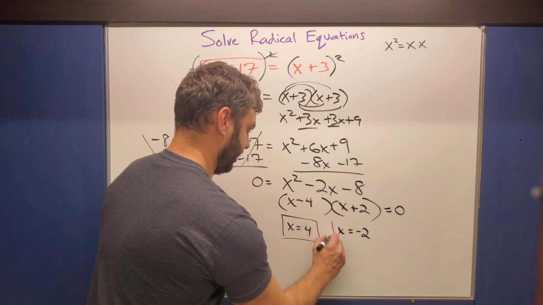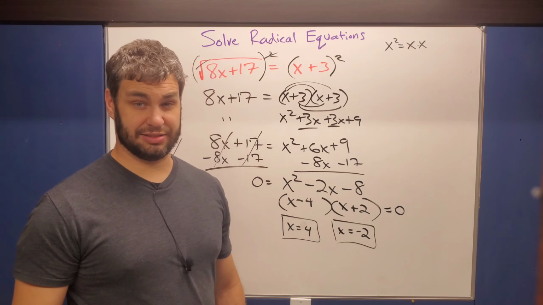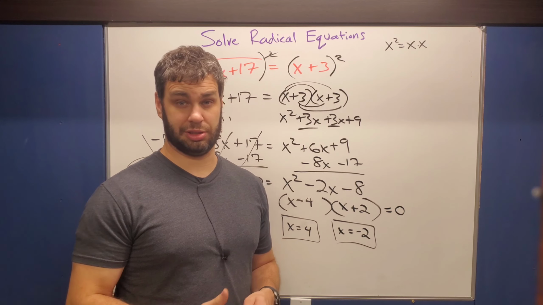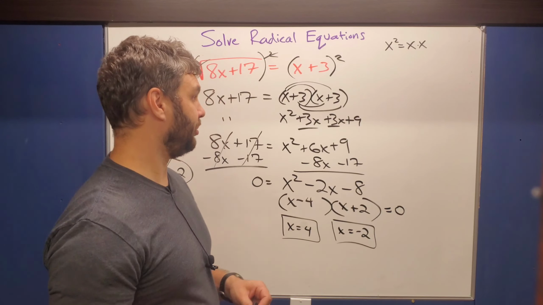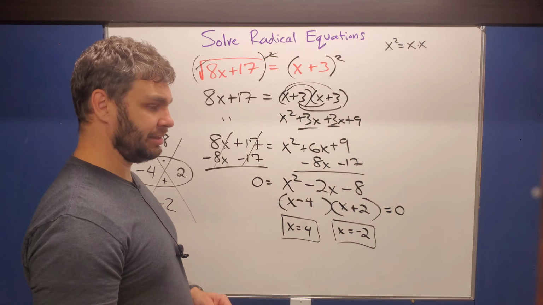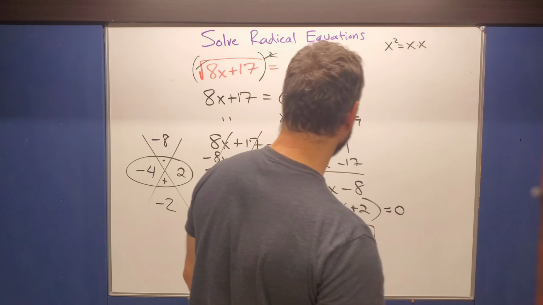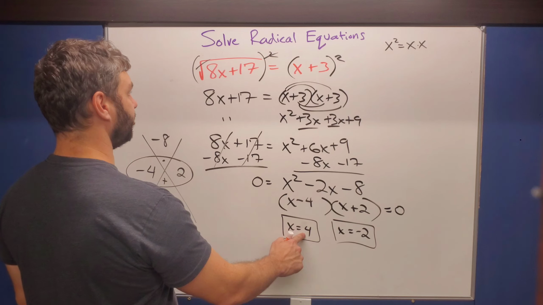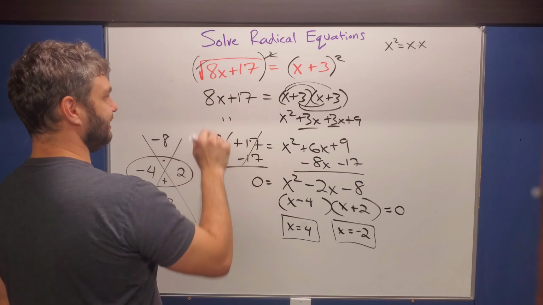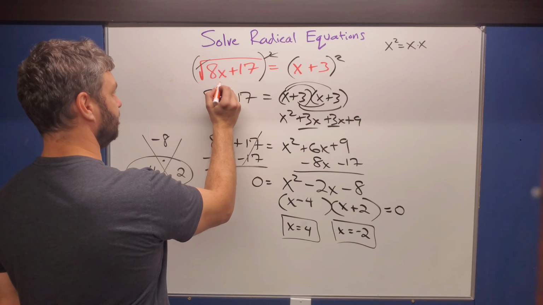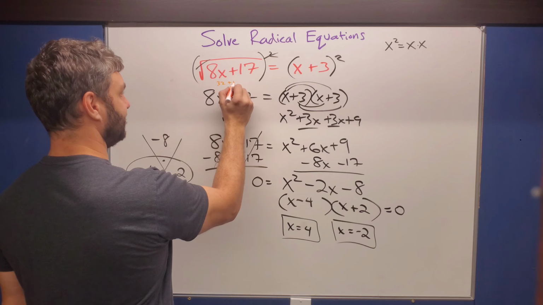All right, now I'm not done. I have to check those for extraneous solutions. So I got to put those back in to my problem and see if they work or not. Now, you might be able to do this in your head, so that's what I'm going to do here. And in fact, I'm going to try this 4. 4 times 8 is 32. Let's make a little mark here, 32 plus 17.